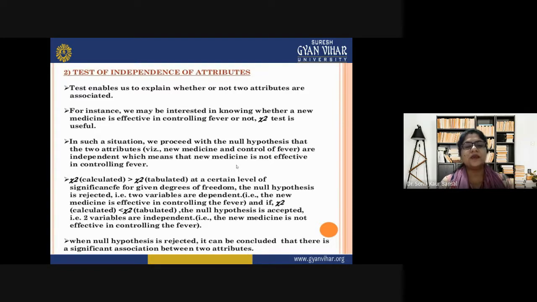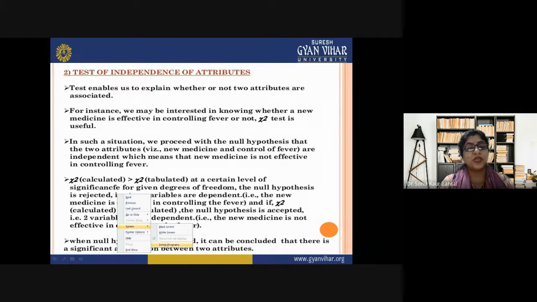So at a certain level of significance for given degrees of freedom, in that case, the null hypothesis is rejected. That is, the null hypothesis is rejected, and that means the two variables are not independent. The new medicine is effective.